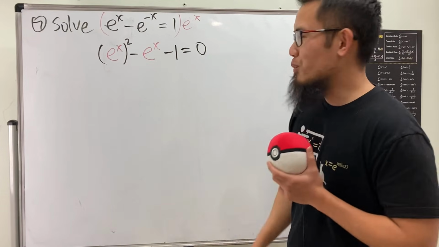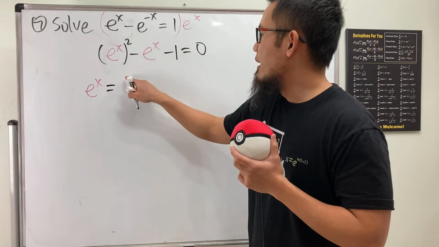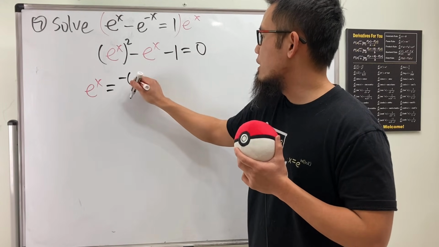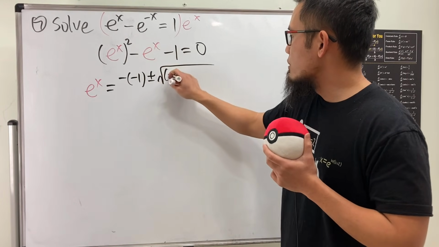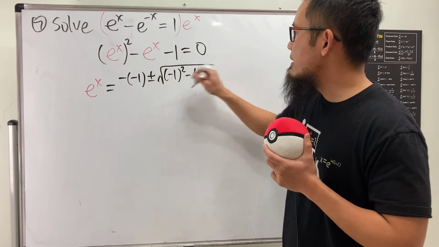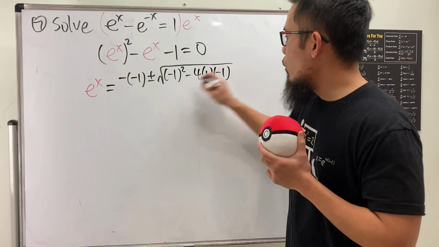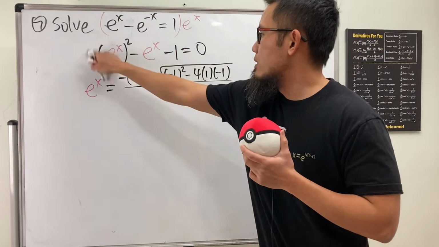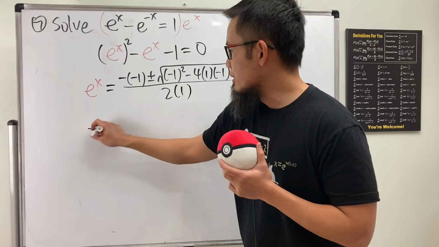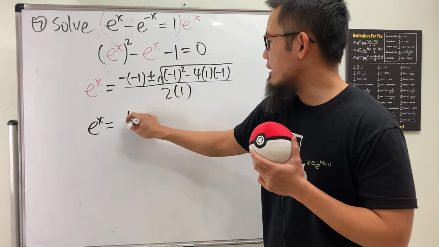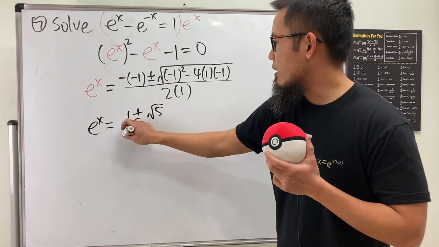And you can see that this right here is actually an equation in the quadratic form. So you can use the quadratic formula, in terms of e to the x though. So we have e to the x equal to negative b, which is negative 1 right here, plus or minus the square root of b squared, which is negative 1 squared, minus 4ac. A is 1, c is negative 1. And then all divided by 2 times a, which is 1. So that's pretty much all we have. And now you will see e to the x is equal to 1 plus or minus square root of 5, all over 2.